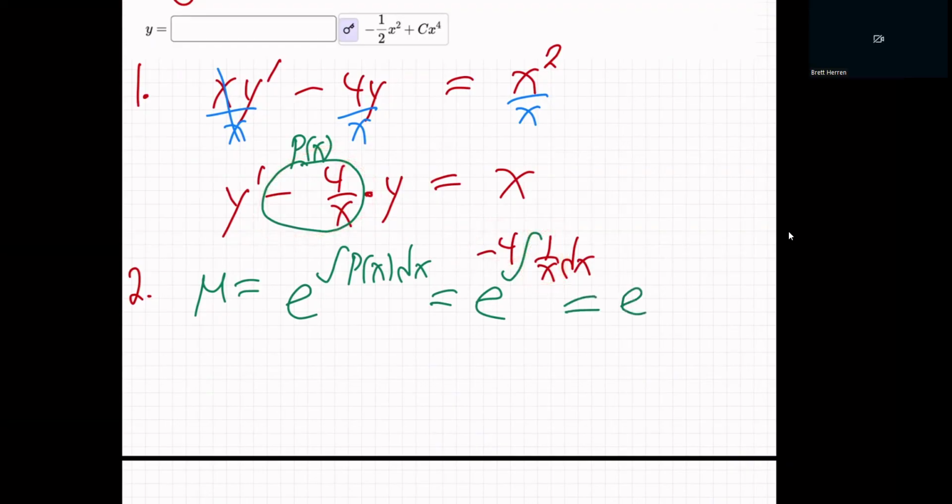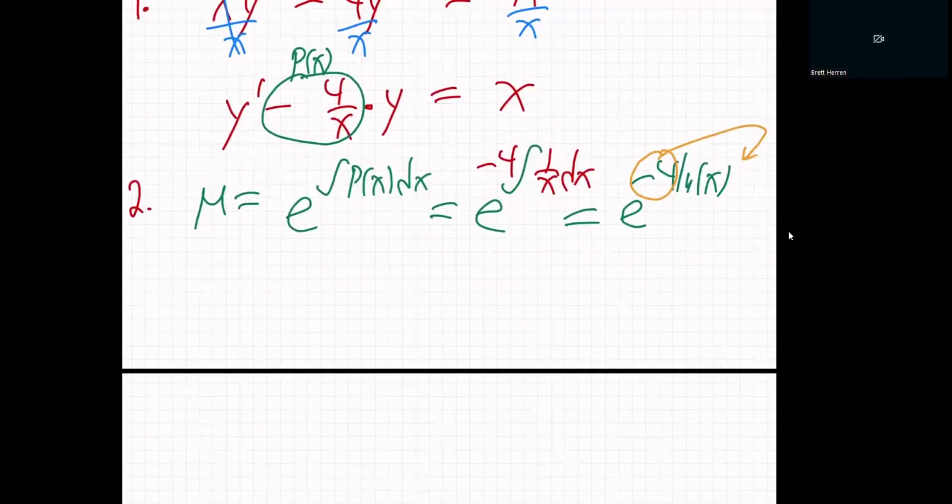So that'll be e to the minus 4 natural log of x, because the integral of 1 over x is natural log of x. And then you know what we do? We take that minus 4 and run it up there to the power. Remember that trick? That's a property from pre-calculus of natural logs. Any number multiplying the front of a natural log can come up and become the power. So that would give us e to the natural log of x to the minus 4 power.